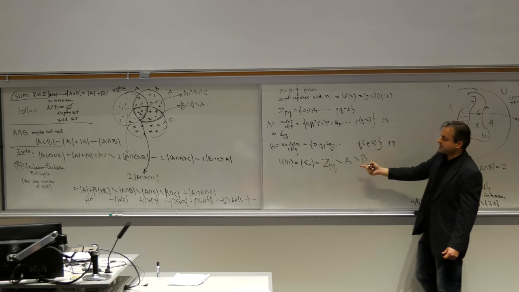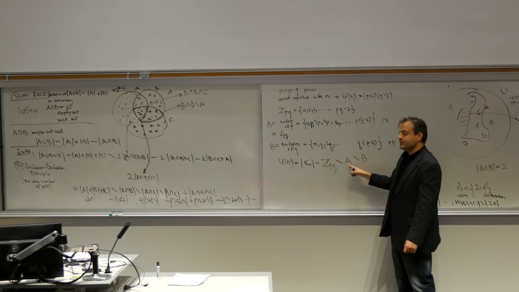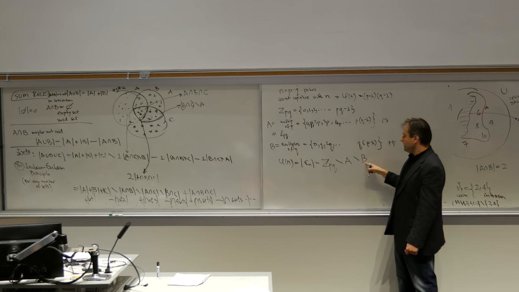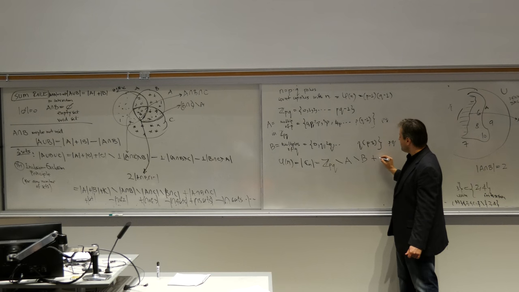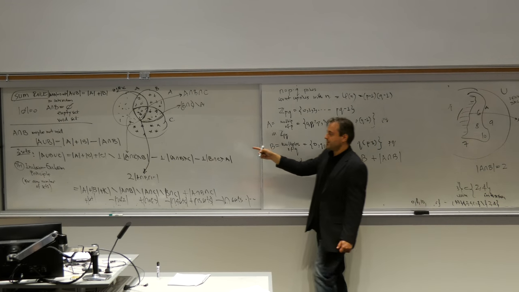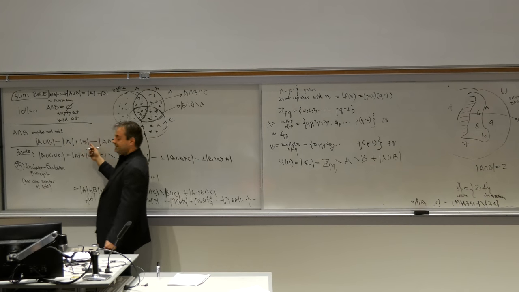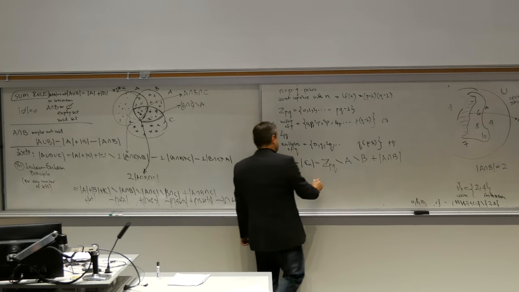So how do I do this? I apply that principle, inclusion-exclusion. I say, remove the multiples of p, remove the multiples of q, but then what? Maybe there's some in common. If there's some in common, I need to add back the intersection. That's what this principle is saying. If you remove that and that, you need to put back the intersection. So let's do this calculation.